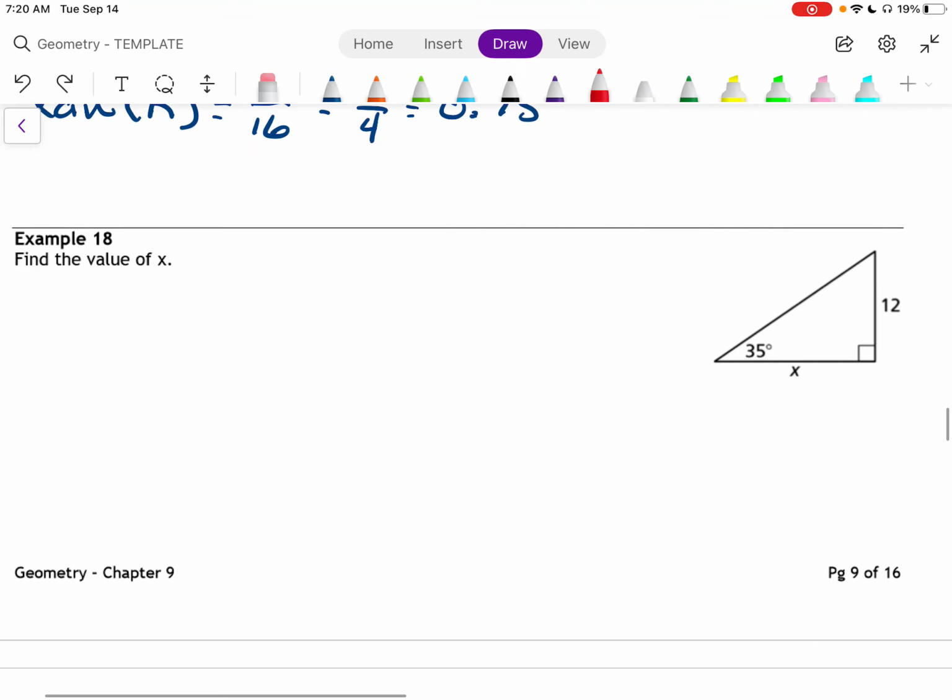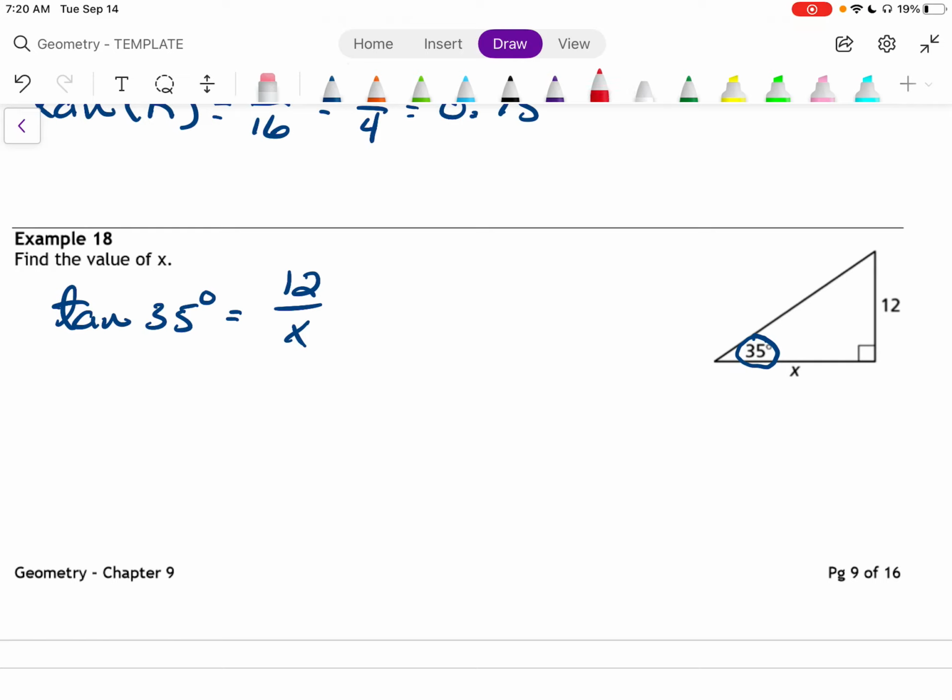Now let's look at 18. So now we're actually going to find a side length. So right here, we're obviously looking from the perspective of 35 because that's the one that's marked. So we're going to say tangent of 35 degrees equals opposite 12 over adjacent x. Now, if you type in tangent of 35, it would give you 0.70 blah, blah, blah.